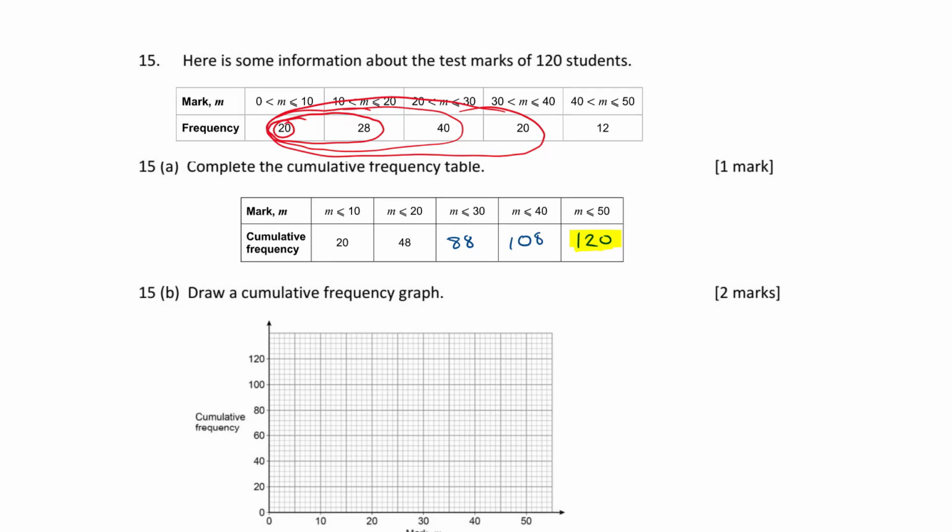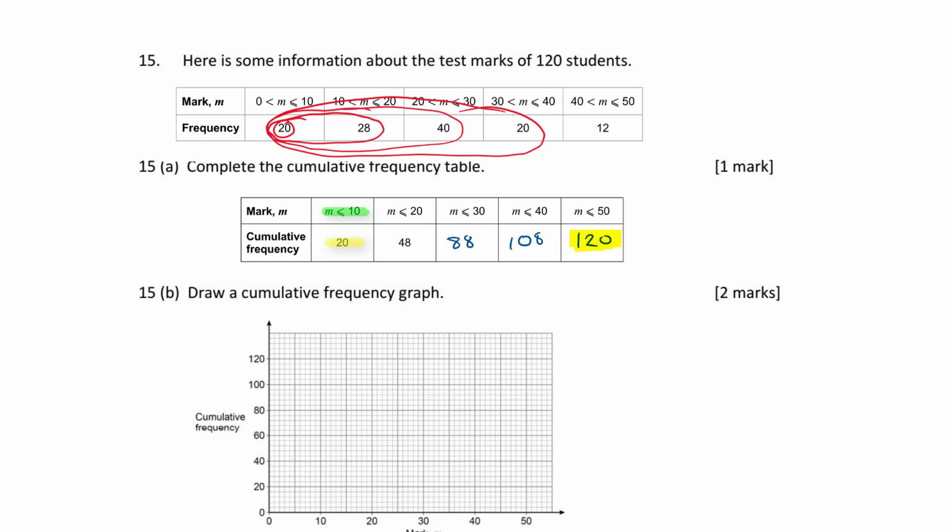Right, what does part B say? Okay, so now we need to draw that information into a cumulative frequency graph. Now, when you're plotting cumulative frequency curves, you need to plot cumulative frequency against upper class bound. So 20 is going to go against 10, 48 is going to go against 20, and so on. So let's plot those on. So hopefully the examiner's already provided us with the axes. We just need to plot the points straight on. As you can see, I've got marks along the bottom and cumulative frequency up the side.